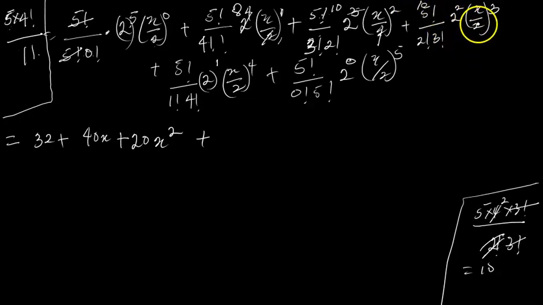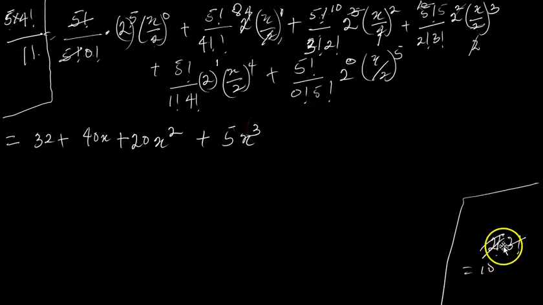Then I have 2 raised to power 3, and I have 2 raised to power 4. 2 raised to power 4 will cancel out the 2 raised to power 3, then I'll be left with just 2 here. 2 here is 1, 2 in 10 here will be 5. So I have 5, then I have my x raised to power 3.